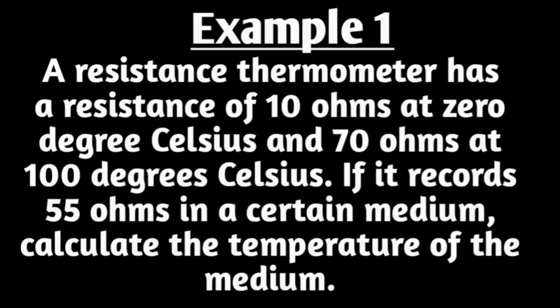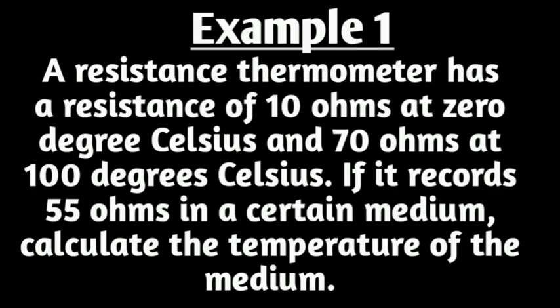The second example, let's take it from resistance thermometers. A resistance thermometer has a resistance of 10 ohms at 0 degrees Celsius and 70 ohms at 100 degrees Celsius. If it records 55 ohms in a certain medium, calculate the temperature of the medium.